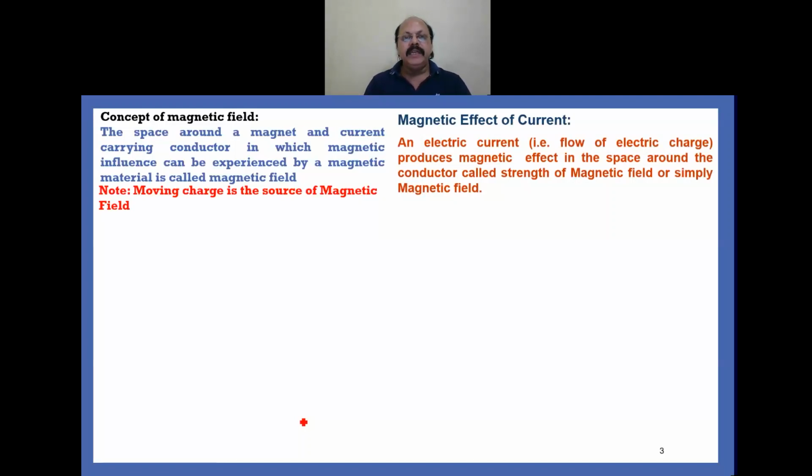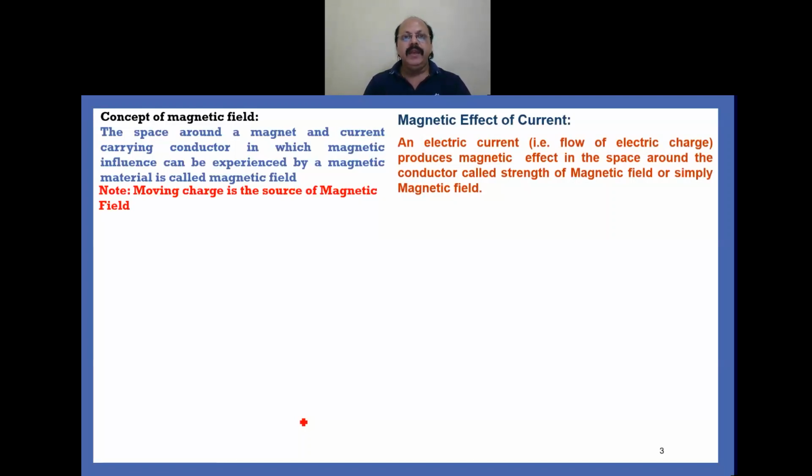For example, we say that a magnet is placed and around it iron filings or all pins are placed. Then these iron filings or all pins get attracted towards the magnet. Then the space around the magnet in which the magnetic influence is experienced by iron filings or all pins is known as magnetic field of the magnet.